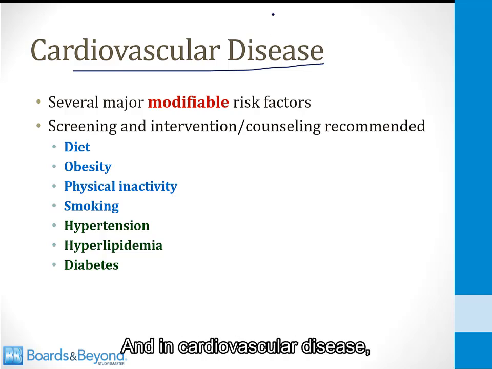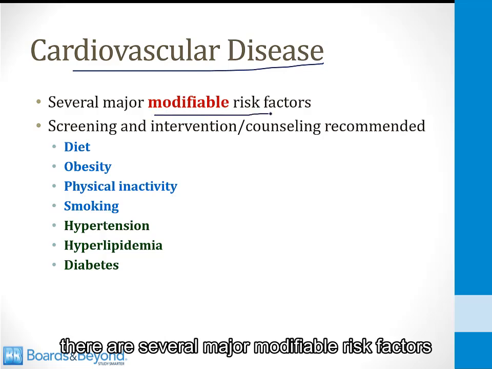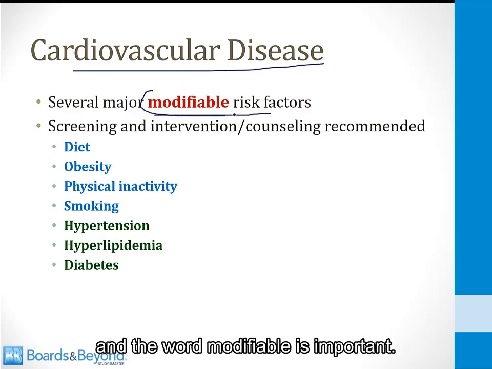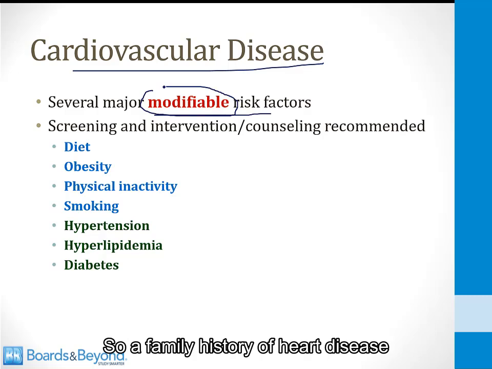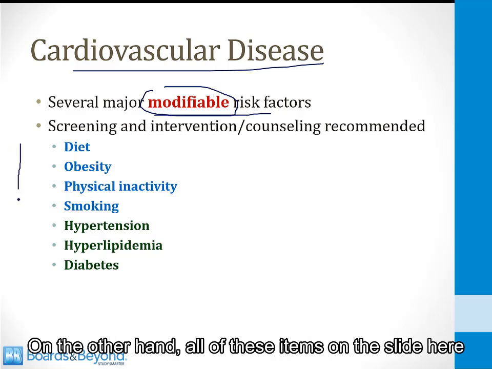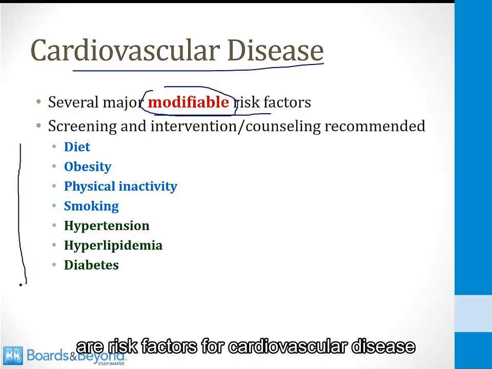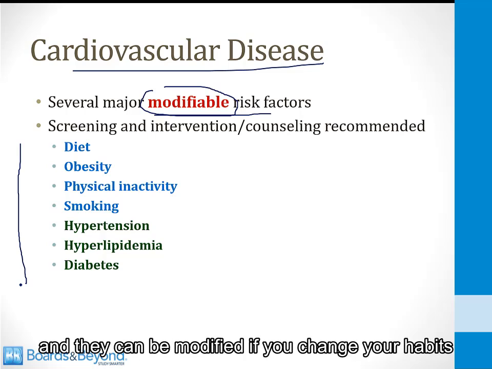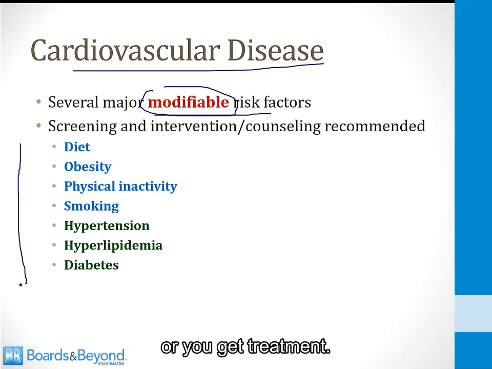And in cardiovascular disease, there are several major modifiable risk factors, and the word modifiable is important. So a family history of heart disease raises your risk of heart disease, but that's not modifiable. You can't change your family history. On the other hand, all of these items on the slide here are risk factors for cardiovascular disease, and they can be modified if you change your habits or you get treatment.